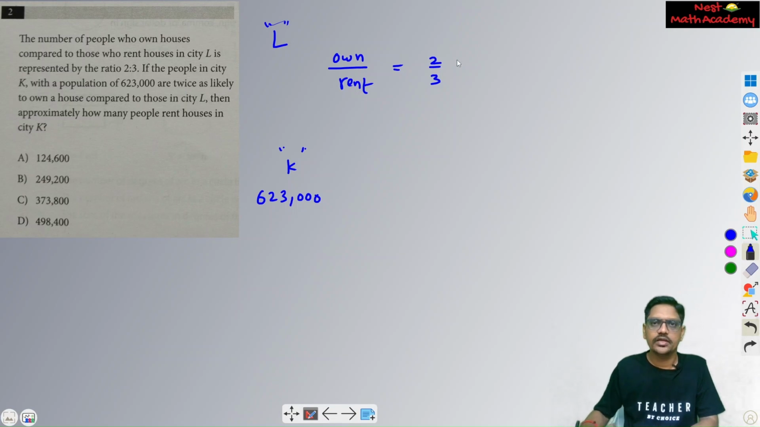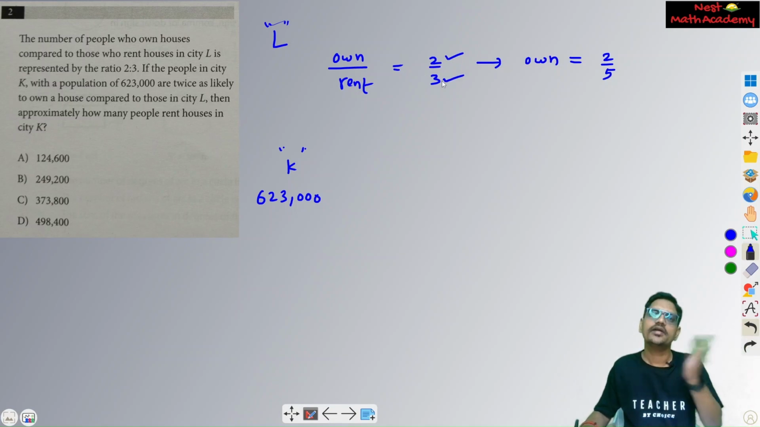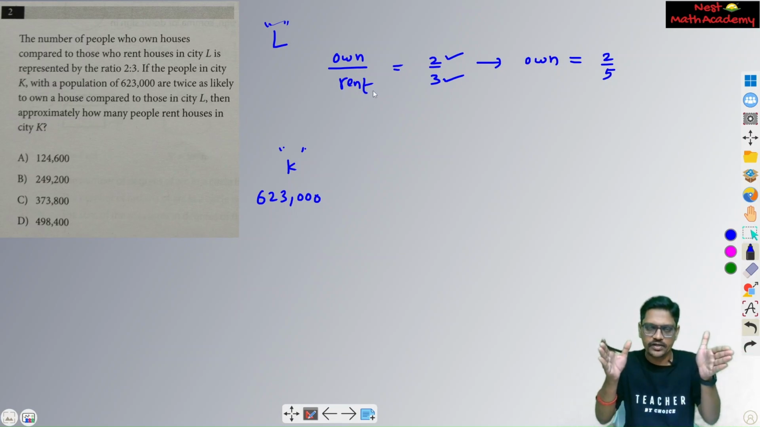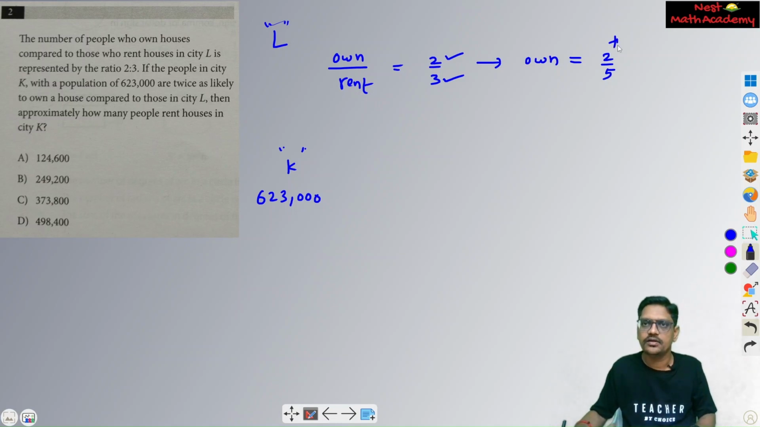The people in city K are twice as likely to own a house. Here the ratio is 2 to 3, own to rent. If you want to write the share who own a house, it will be 2/5, because if I have a total of 5 parts, the 2 parts, the numerator, correspond to the people who own the house. The denominator 3 parts correspond to the people who rent. If I add both, the total population is 5 parts, out of which 2 parts own the house, so 2/5 of the total population own the house.